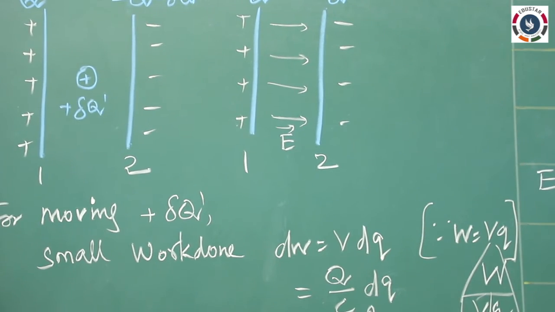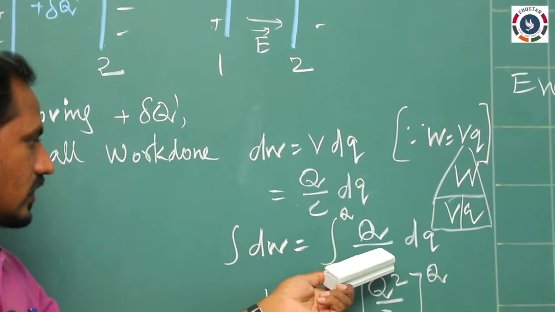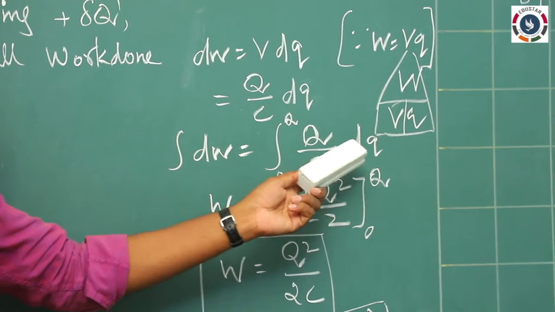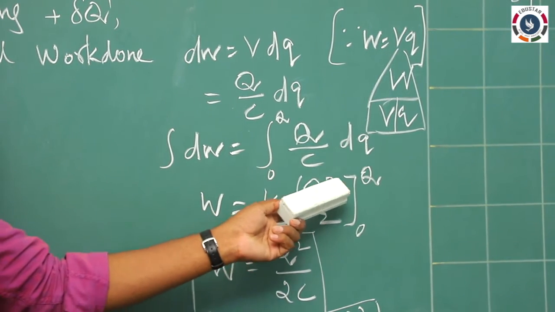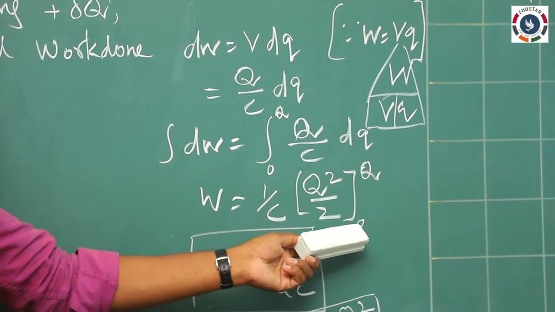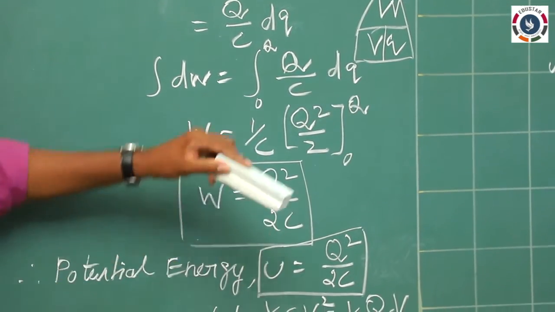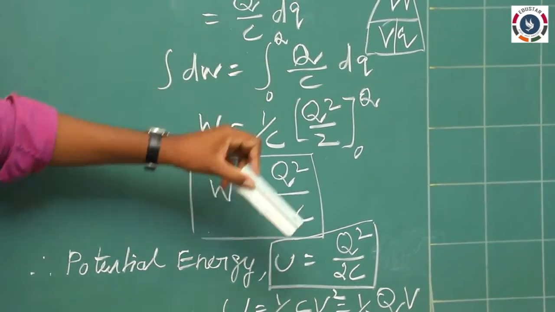If C is constant, taking 1 by C outside, we only integrate Q with respect to dQ. So, integrating Q we obtain Q squared by 2. Applying the limits 0 to Q, finally we get Q squared by 2C, only Q squared by 2C.